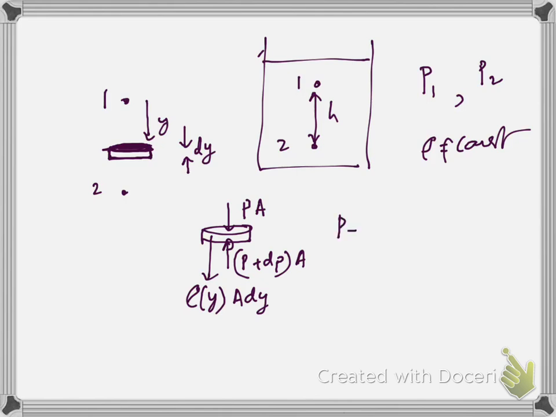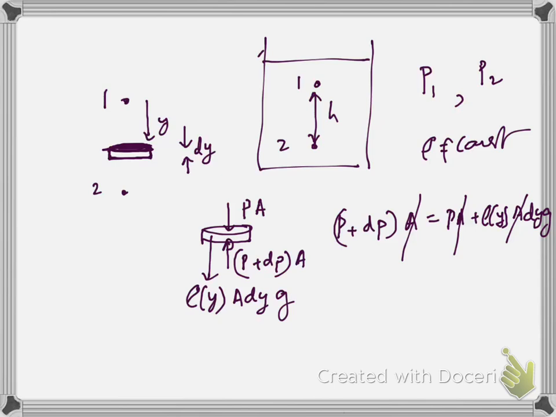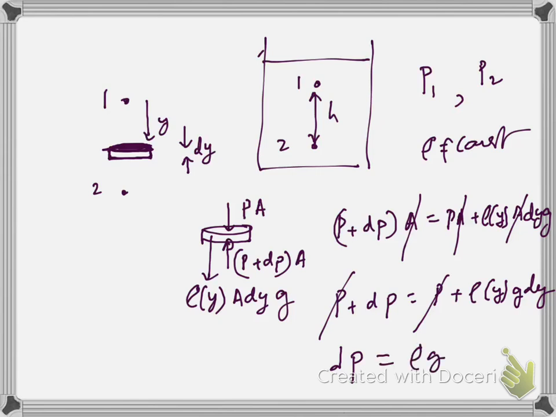So you must have (P plus dP) into A is PA plus rho, which is a function of y, into A into dy into g. I forgot about g, mg. So A gets cancelled. So we have P plus dP is P plus rho as a function of y into g into dy. This P gets cancelled. So we have dP is rho g dy. Of course, rho is a function of y.